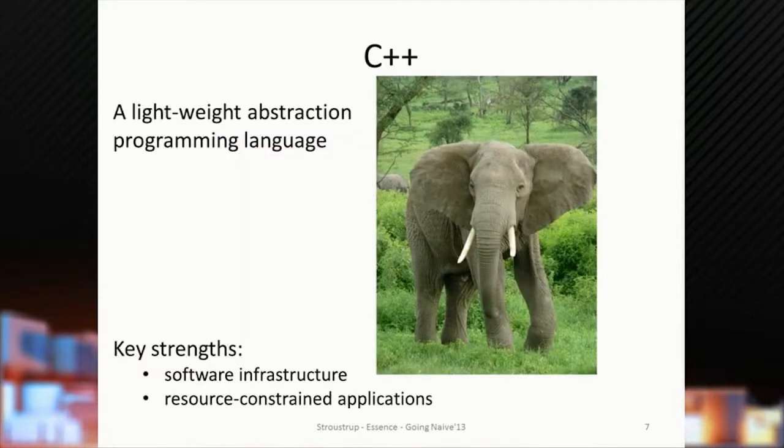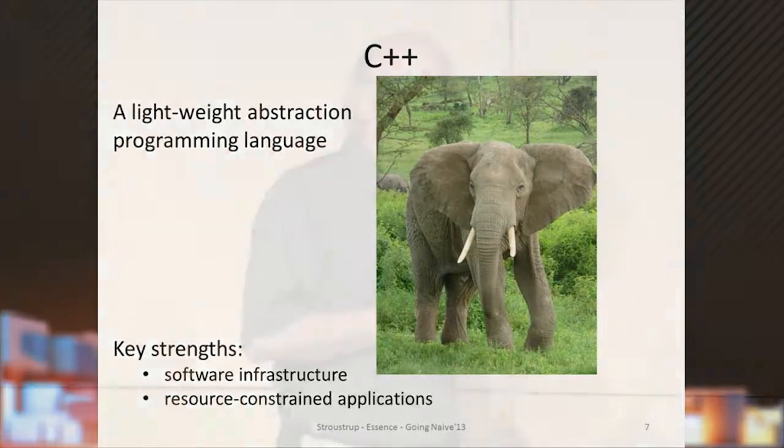So this is my summary of C++. If you have to do it on one slide, it's a language that provides lightweight abstraction facilities, and its key strength is in areas where you build software infrastructure and where you have resource-constrained applications. It's not the elephant that's lightweight, it's the abstractions you can build.